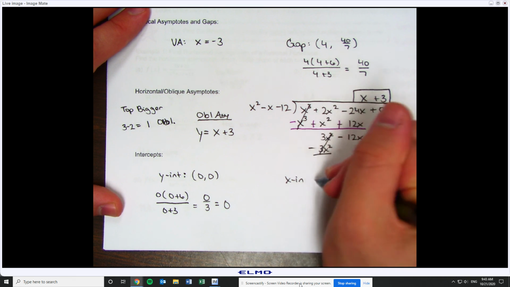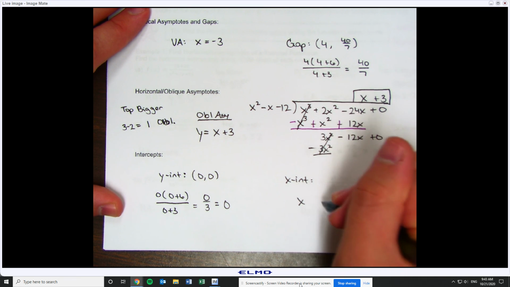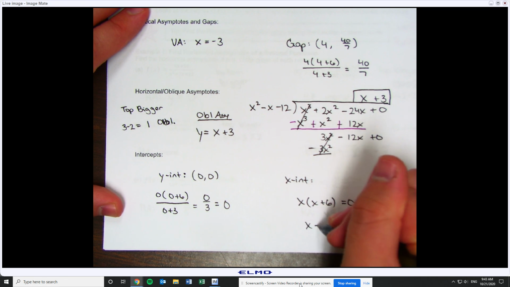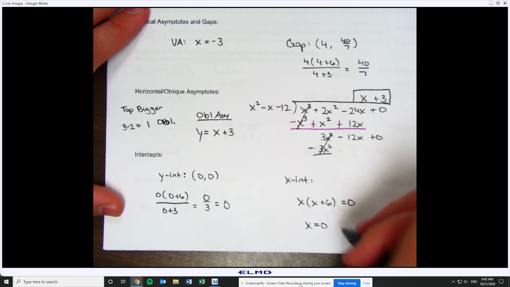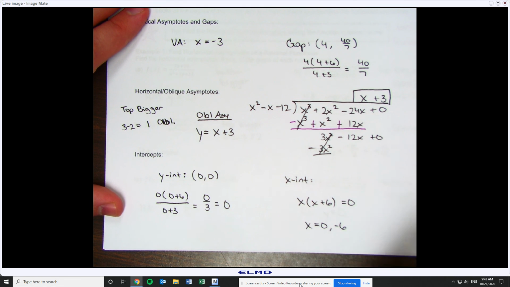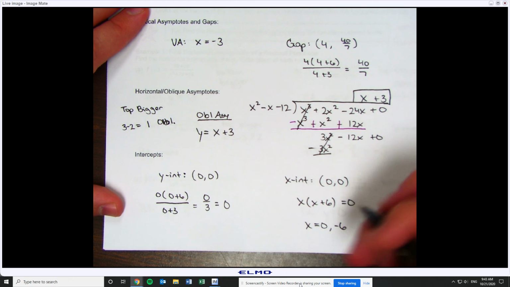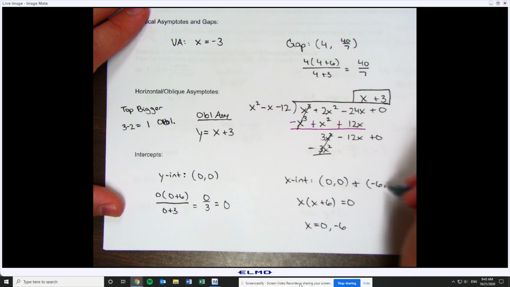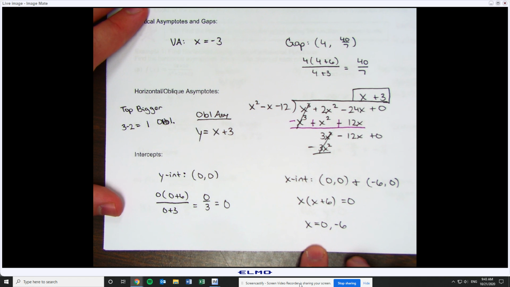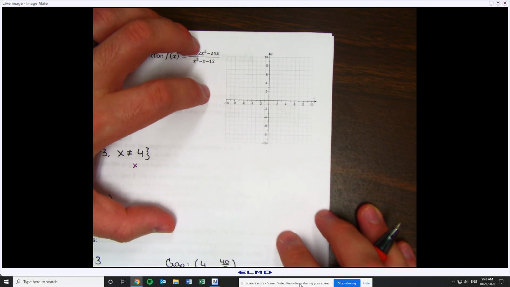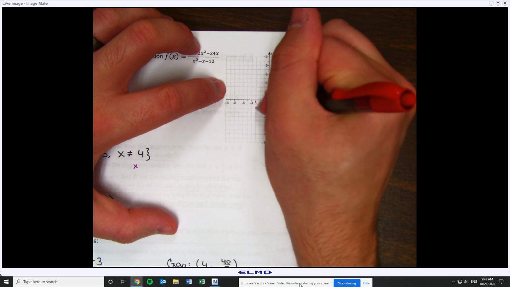So I get 0, 0, the origin. Now for the x-intercepts, I have x times x plus 6 equals 0. Solving that, I get x equals 0 from this one, and x equals negative 6 from that one. So I have 2: 0, 0, which we already knew, and negative 6 comma 0. Perfect. So now we can go through and graph everything. Doing our asymptotes, I see that I have a vertical asymptote at negative 3. So right here at negative 3, I'm going to go up and down.